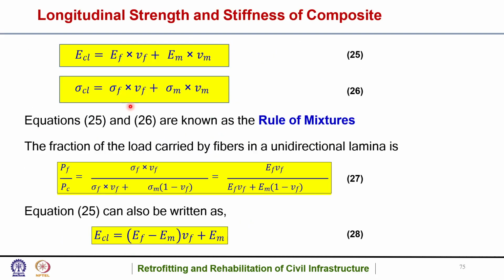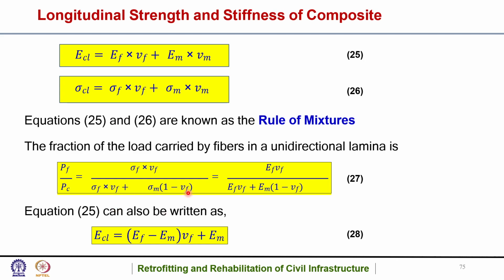Okay, so now the fraction of the load carried by fibers in a unidirectional lamina, that is PF by PC, which is equal to sigma F into VF by sigma F into VF plus sigma M into 1 minus VF, and that is equal to EF VF by EF VF plus EM into 1 minus VF. Okay, so using those relations we find this, and this from 25 basically.